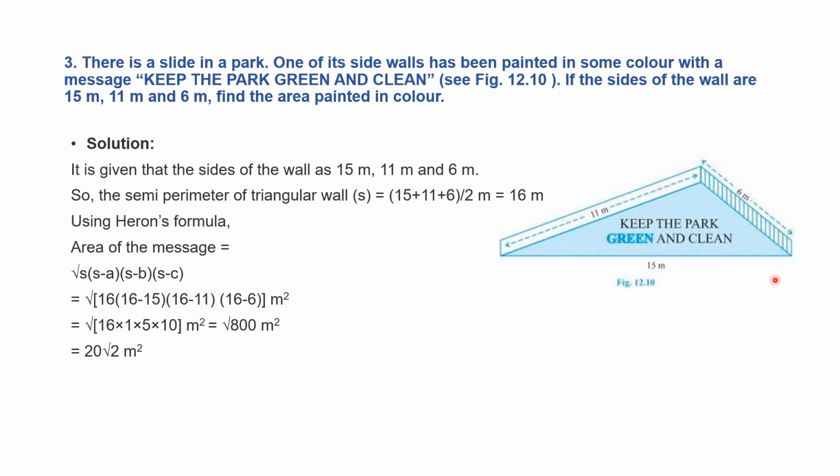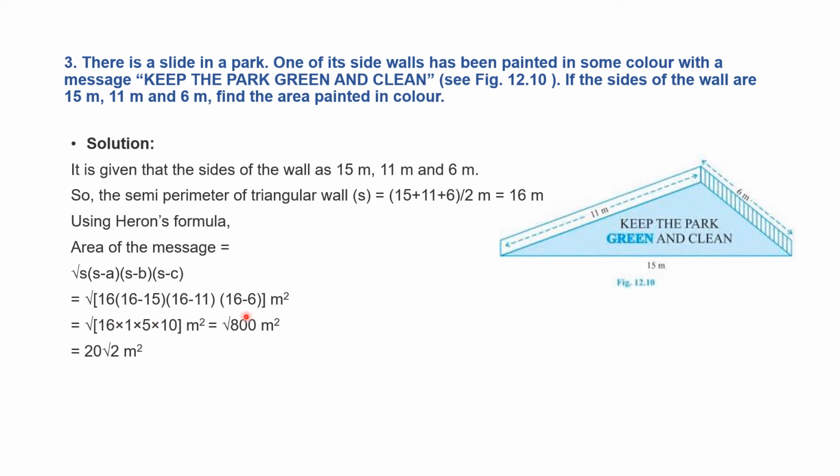So again a triangle is there, three sides are there. Using Heron's formula, we will find our answer. Just see how. The sides are 15, 11 and 6. The perimeter is the sum of these three, and the semi-perimeter is that divided by 2. So the semi-perimeter we are getting is 16. Now using Heron's formula, the area will be the square root of s into s minus a, s minus b and s minus c. So instead of s we put 16, instead of a, 15, b, 11, c, 6. Here we are getting 16 into 1 into 5 into 10.